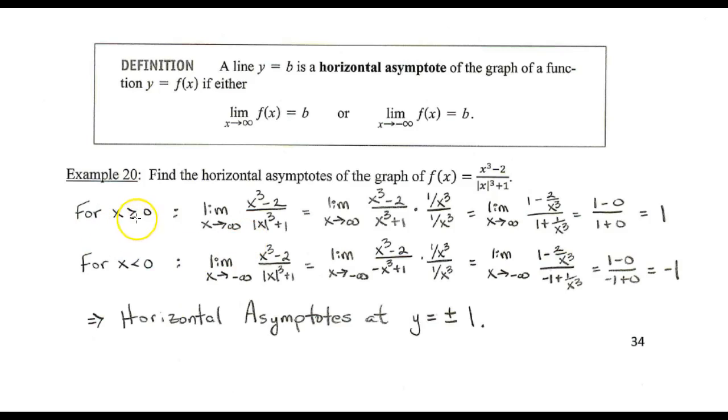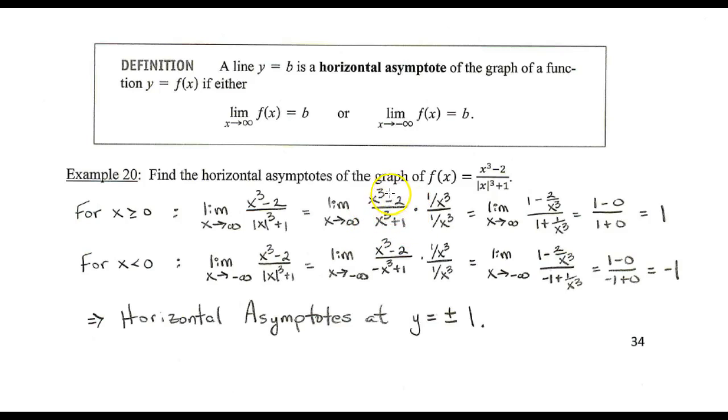So when x is bigger than 0, so as x is going to positive infinity, we look at the limit of this function. I can just drop the absolute value of x because the absolute value of x is just x when x is bigger than 0. So I get this rational function, x cubed minus 2 over x cubed plus 1.